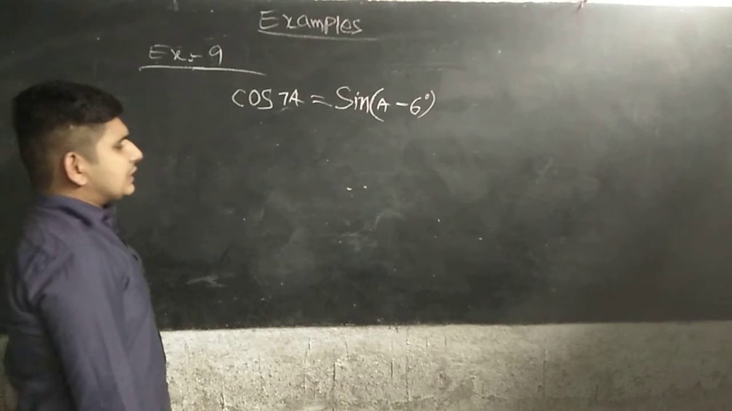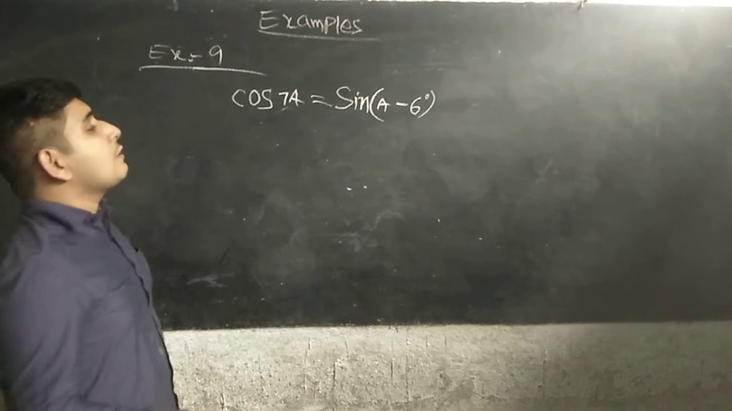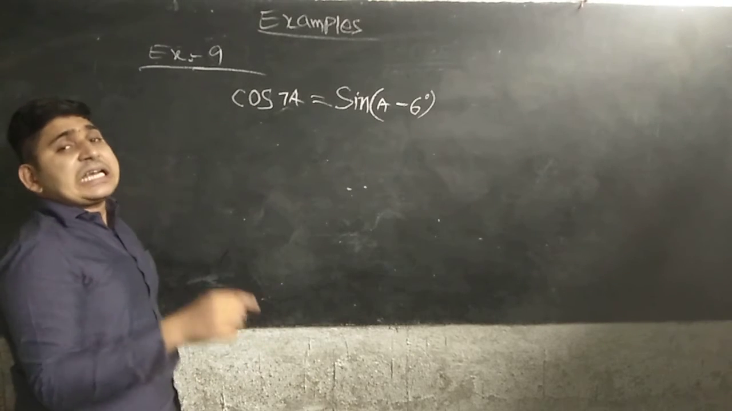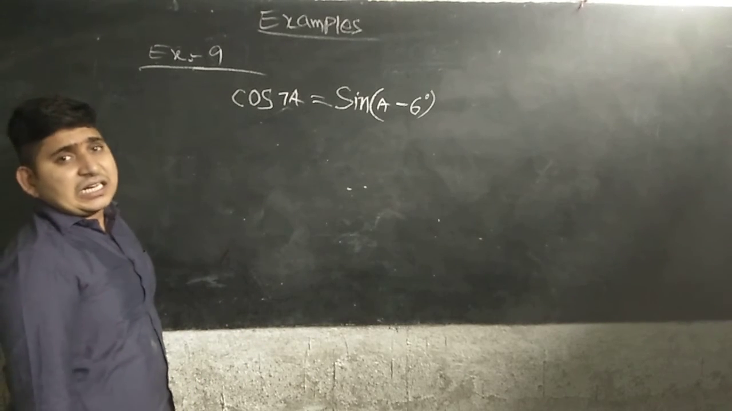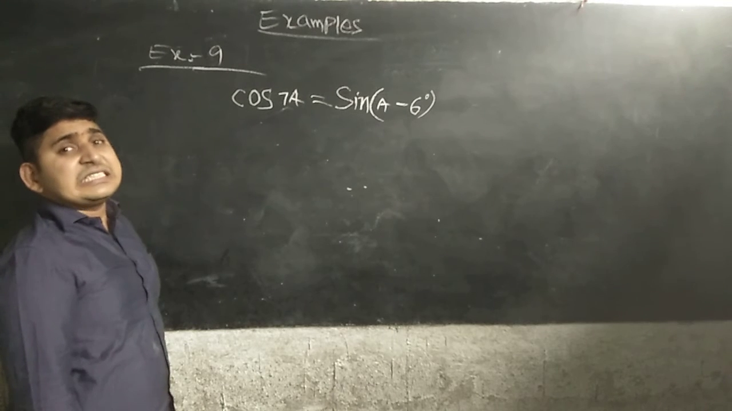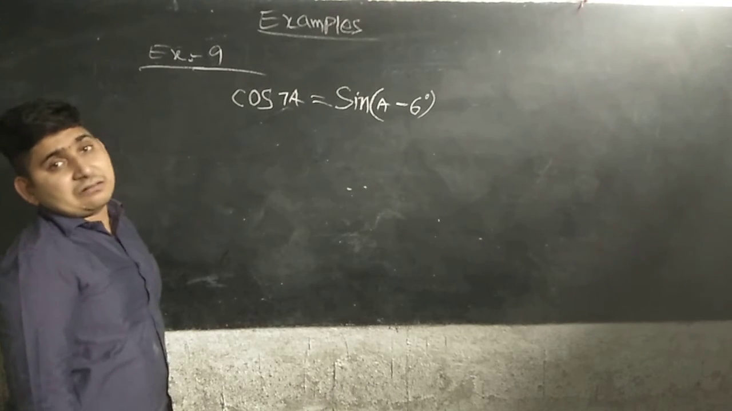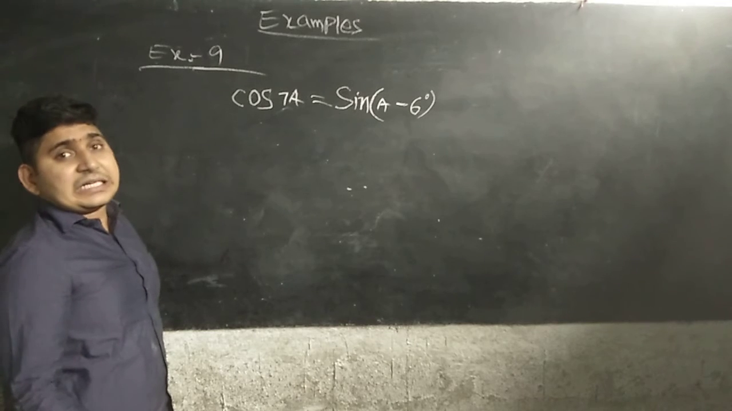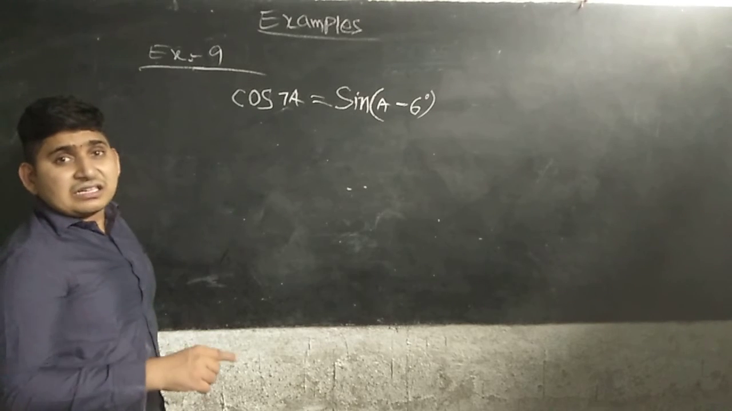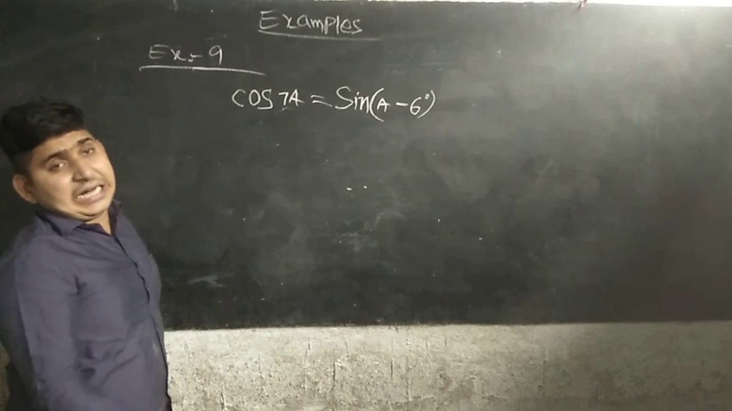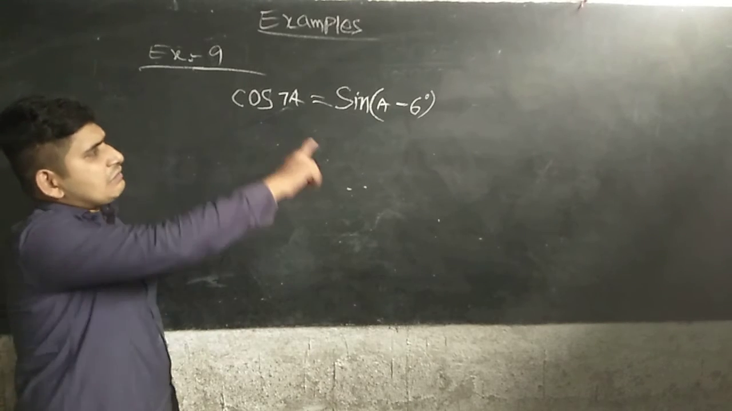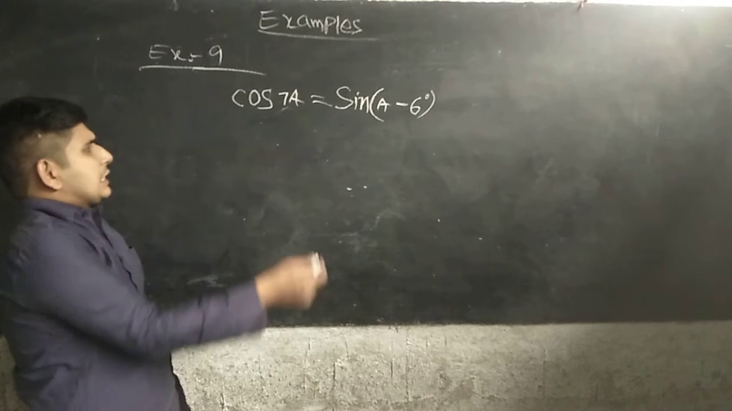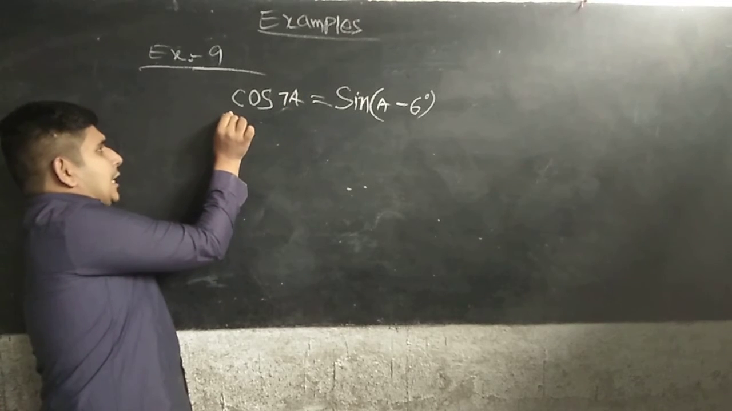Now what we have to do is change the cos 70 in terms of the complementary trigonometric ratio. That is nothing but cos theta equal to sin 90 minus theta. So here theta equal to 70. Now I am writing cos 70 equal to sin 90 minus 70.